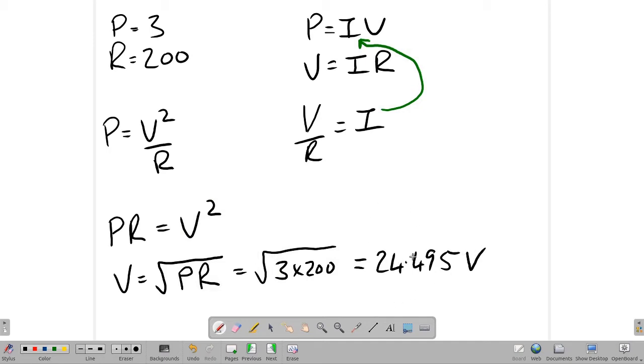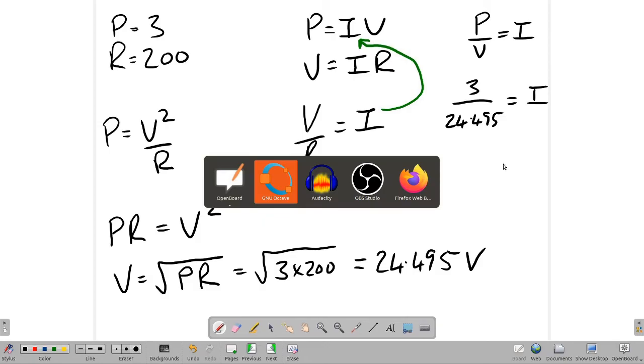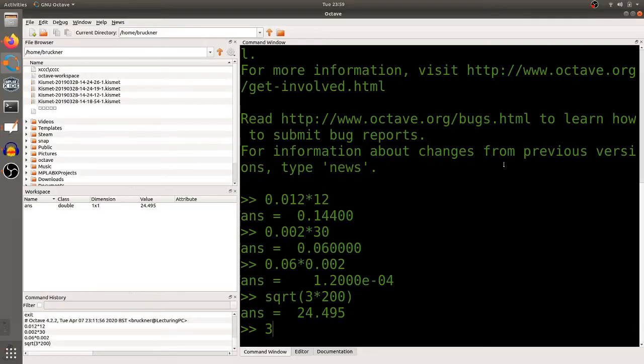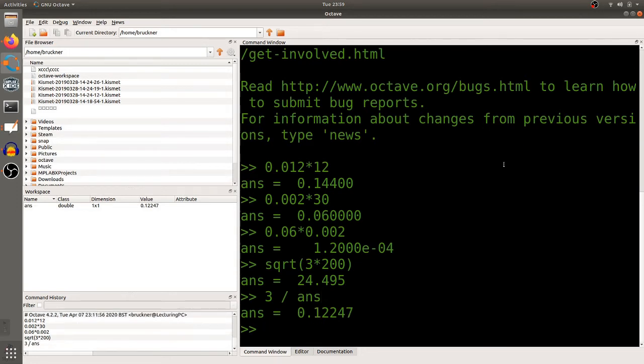So now we know the voltage, we can substitute it into either of these equations to find the current. Power divided by the voltage gives us current: P over V equals I. So that's 3 divided by 24.495. Put that in the calculator: 3 divided by our previous answer, 24.495, gives us 0.122 amps.